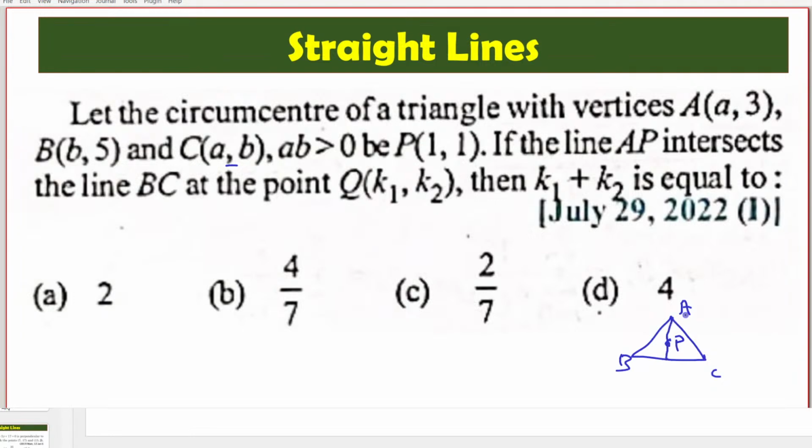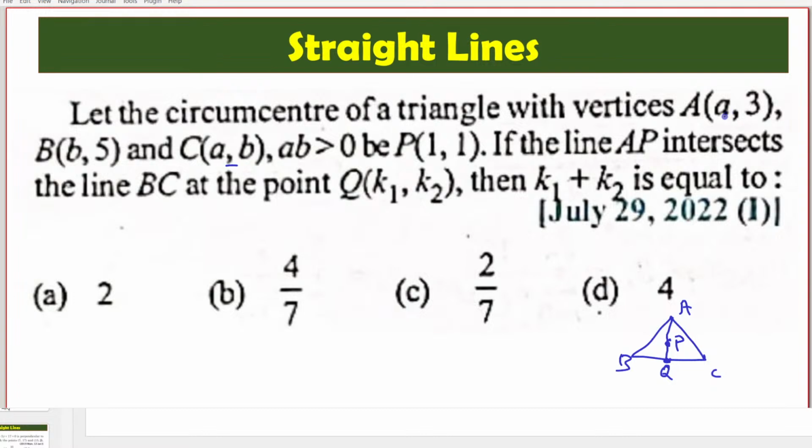and then this line joining AP is meeting this line BC at some point Q. Right. Now this K1 and K2 are the coordinates of this Q. What is K1 plus K2?